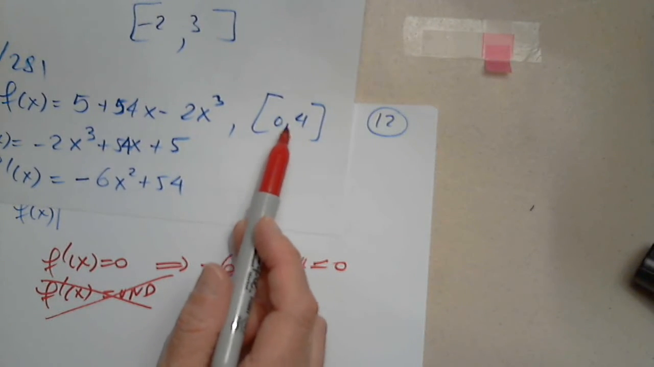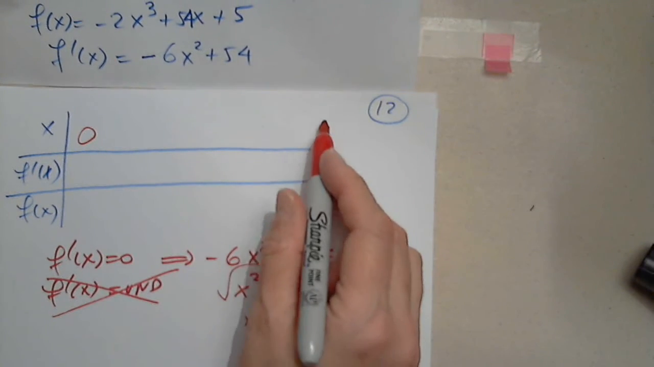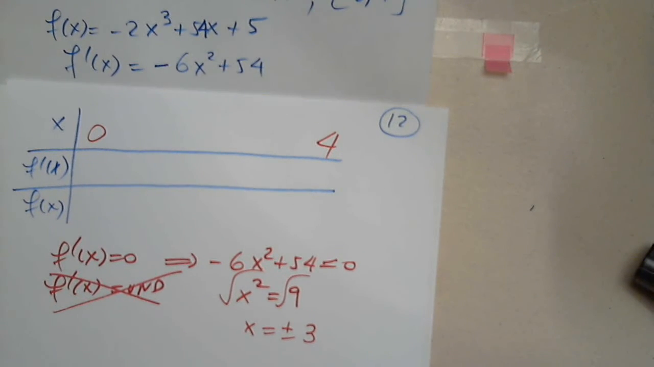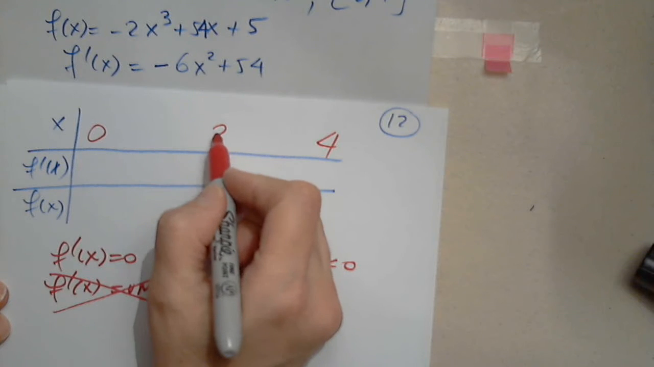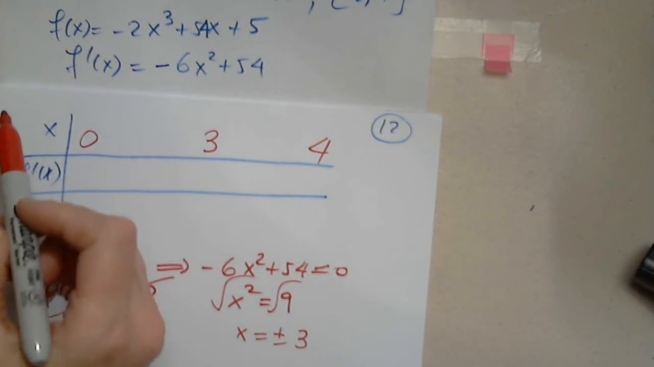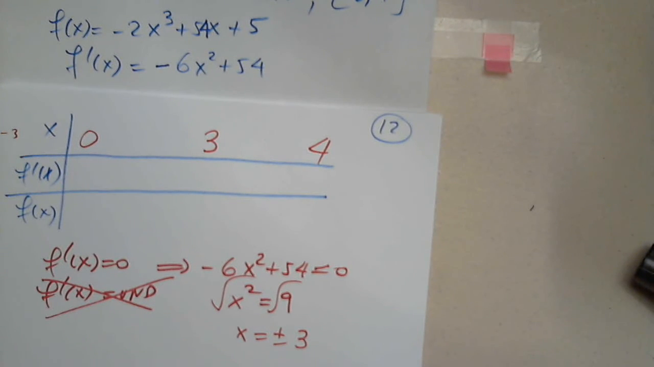However, the domain that I'm given is 0 to 4. So I can't have anything else but 3. Negative 3 is out here. Who cares about it? Good.